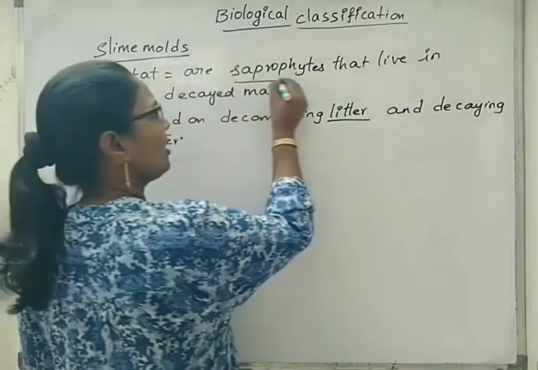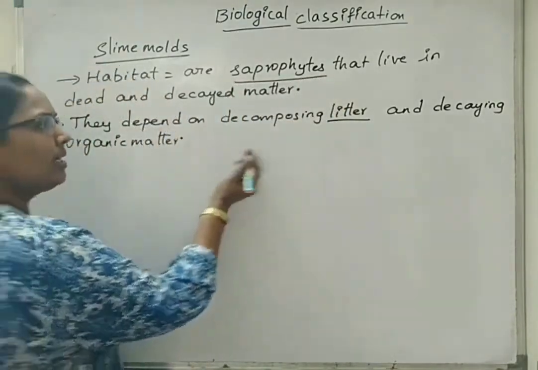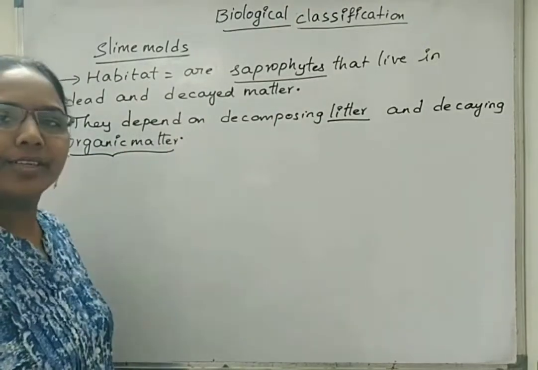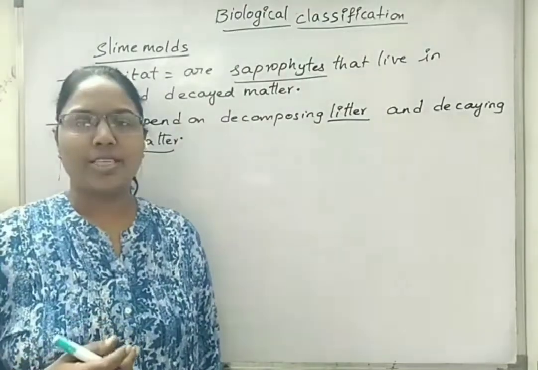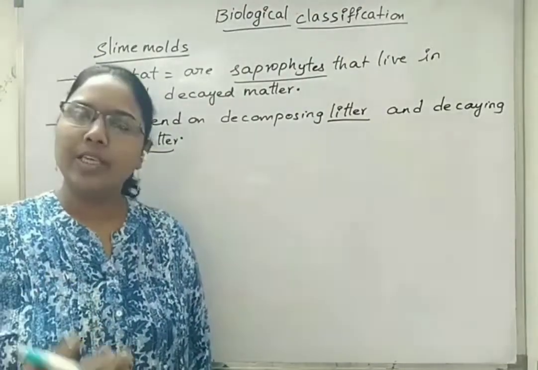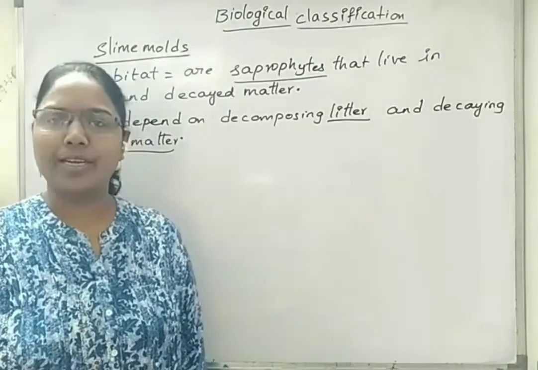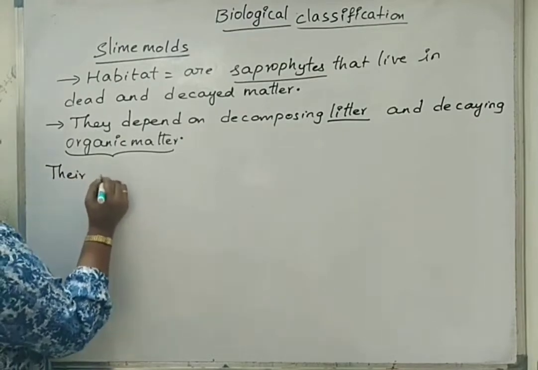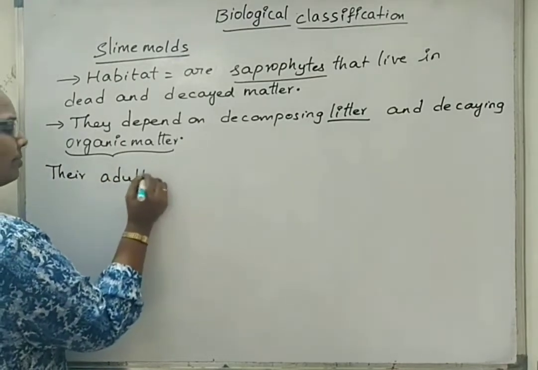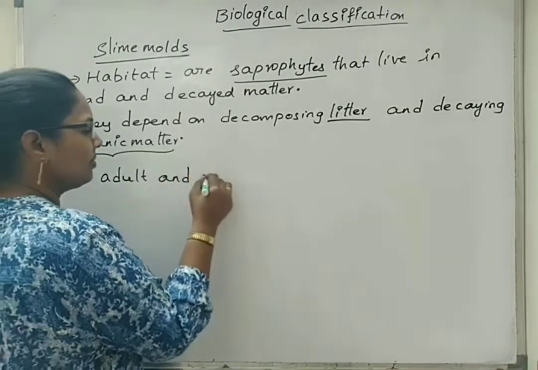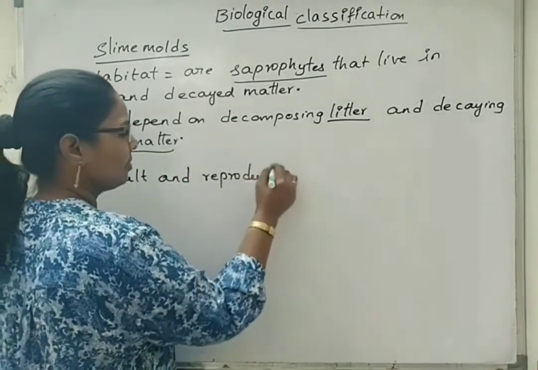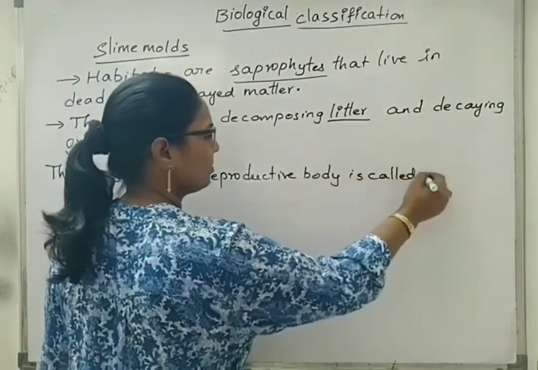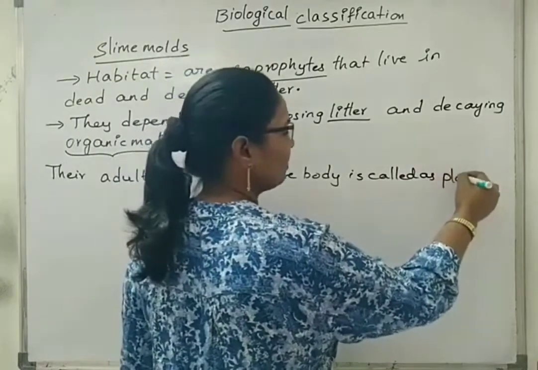So here we have used a term, saprophytes. It means the organisms which depend on decaying and dead organic matter and then convert it into useful minerals. Such types of organisms are called saprophytes. We use this term saprophytes for fungus. So their adult and reproductive body is called plasmodium.